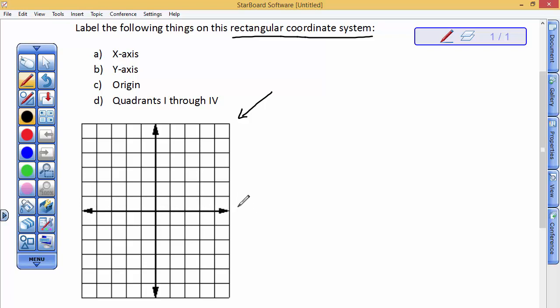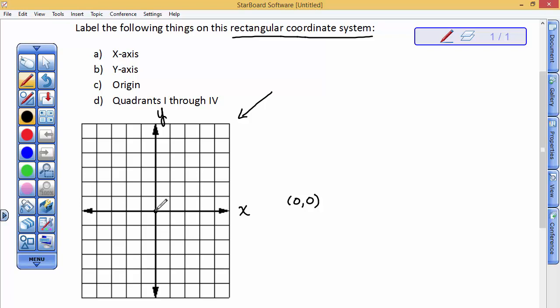Just want to remind you that this horizontal axis is called the x-axis and this vertical axis is called the y-axis. The origin is right here at the point where those two axes meet, and an ordered pair that you might plot at that origin would be called 0, 0, because from the origin you don't go anywhere in the x direction or the y direction to get to that point. You're at the starting point at 0, 0.